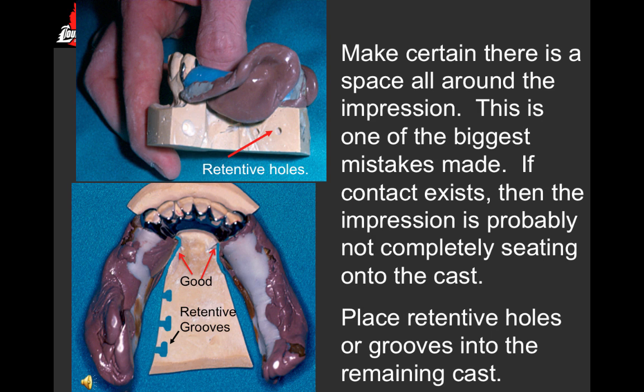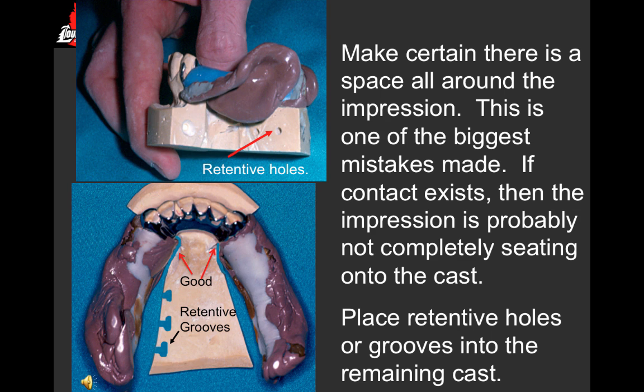Make certain that there is space all around the impression material. This is one of the biggest mistakes that is made. If contact exists, then the impression is not completely seated onto the cast. This will cause you a problem after it's been processed. Place retentive holes or grooves into the remaining cast. A couple of examples of how to do that are shown.